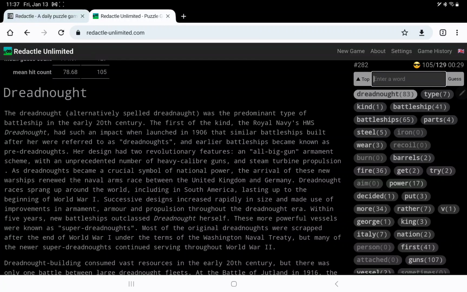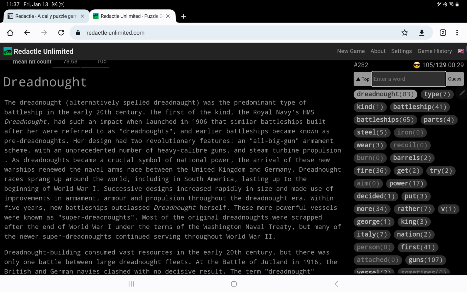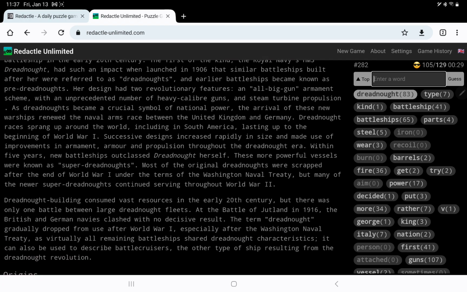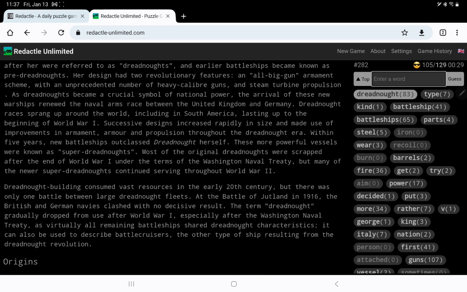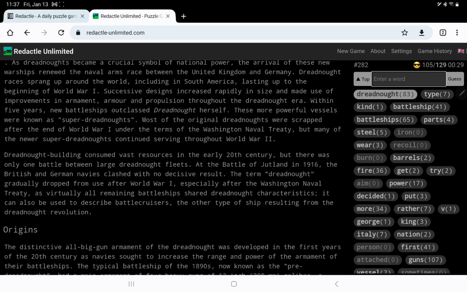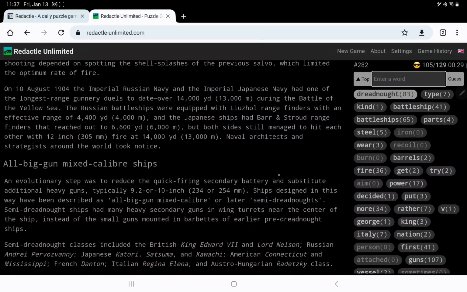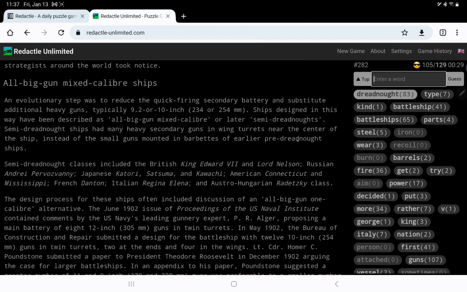Oh, there is an alternative spelling. The first of the kind was the HMS Dreadnought, and then everything else was named after that. They then call the pre-dreadnoughts. All Big Gun was that mysterious 3-3-3. Heavy Caliber. Naval arms race between the United Kingdom and Germany. Origins, so on and so forth. Long range gunnery. All Big Gun again.